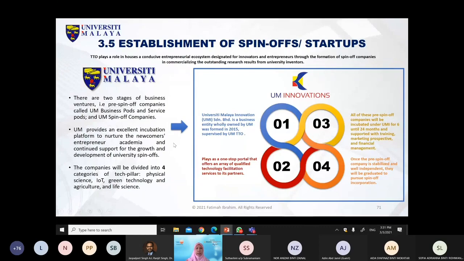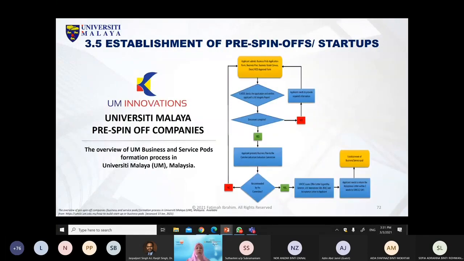At the moment we have about 13 pre-spin-offs, and we are focusing on four pillars: the physical sciences, IoT, green technologies, and agriculture and life sciences. So this is one of the establishments to apply for the pre-spin-off. For the processes, you can look at our website. You can also look at the module later for details on the processes.